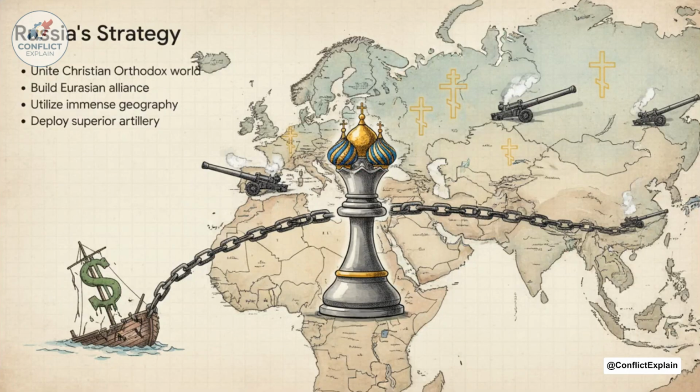Russia's queen is driven by what the source calls the Third Rome strategy, which is this historical belief that Moscow is destined to unite the Christian Orthodox world. To implement this, Russia's vectors include its massive, almost unconquerable geography, a grueling land army built on superior artillery, and the deliberate construction of a Eurasian alliance with nations like China and Iran.